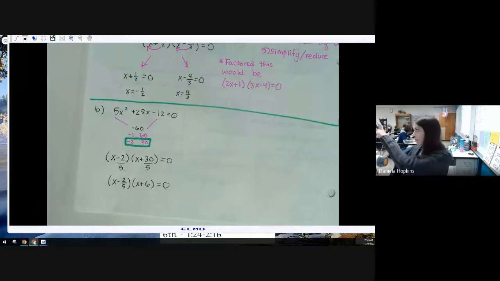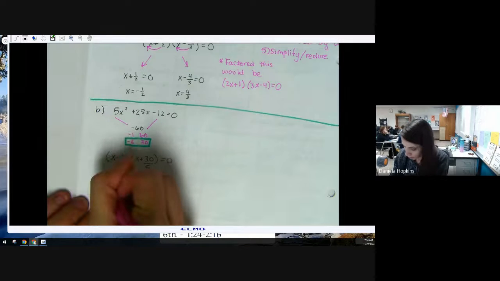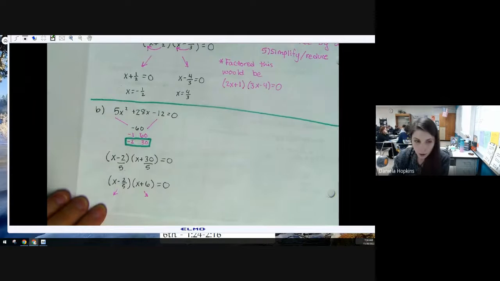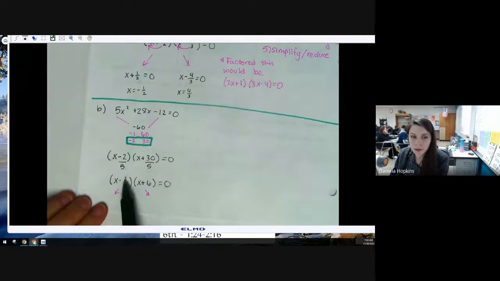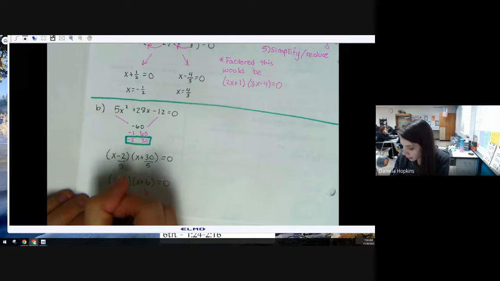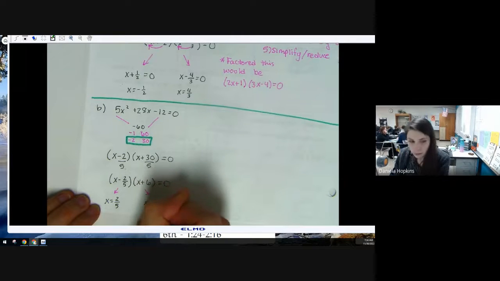So this is factored, and I'm putting that in air quotes because I guess officially it's not factored according to someone. But we're good to now do our zero product property. And really, hopefully you guys are quick enough to see if you set this equal to 0, you just change the sign, right? So I'm going to have x equals positive 2/5 and x equals negative 6. Isn't that nice?